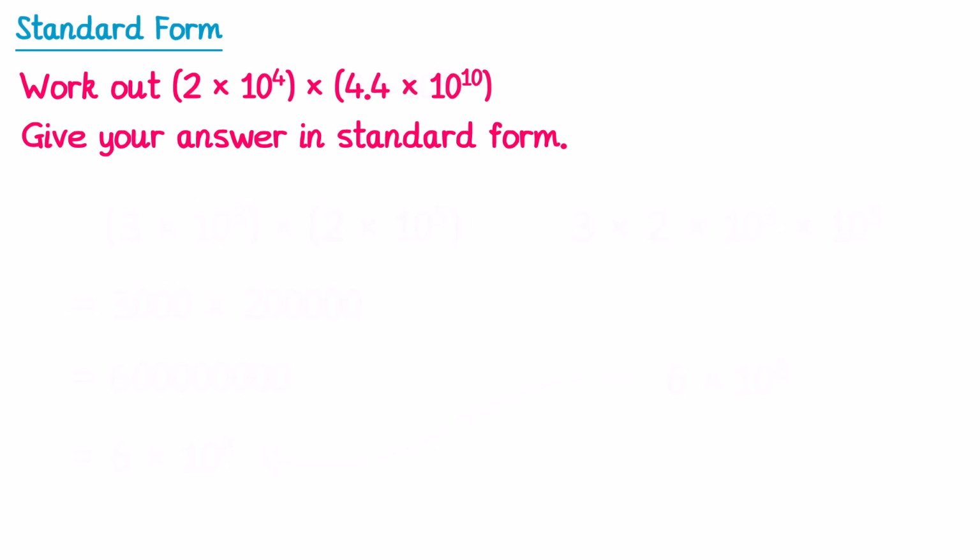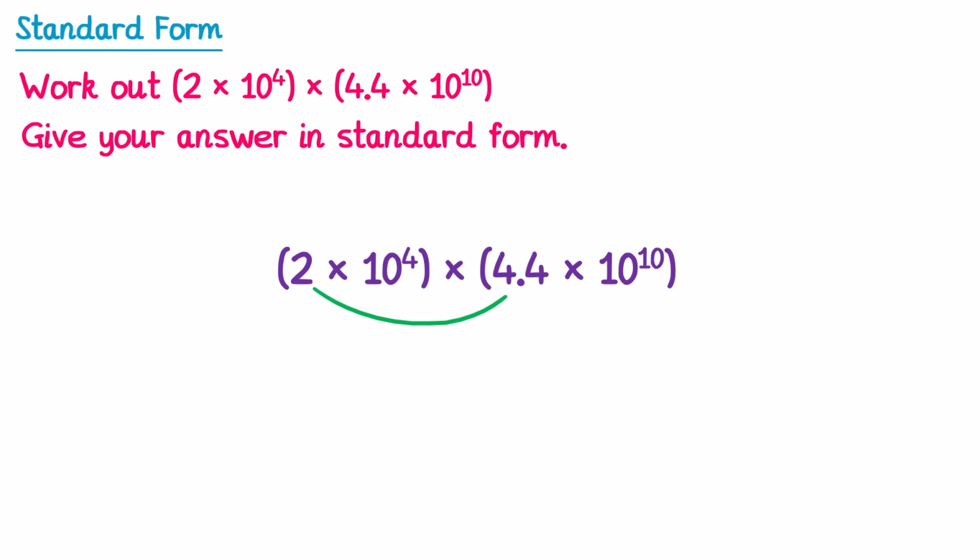Let's try that with another example. So for this one, we're going to multiply these two numbers in standard form. We're going to start by multiplying the 2 and the 4.4. 2 lots of 4.4 is 8.8.